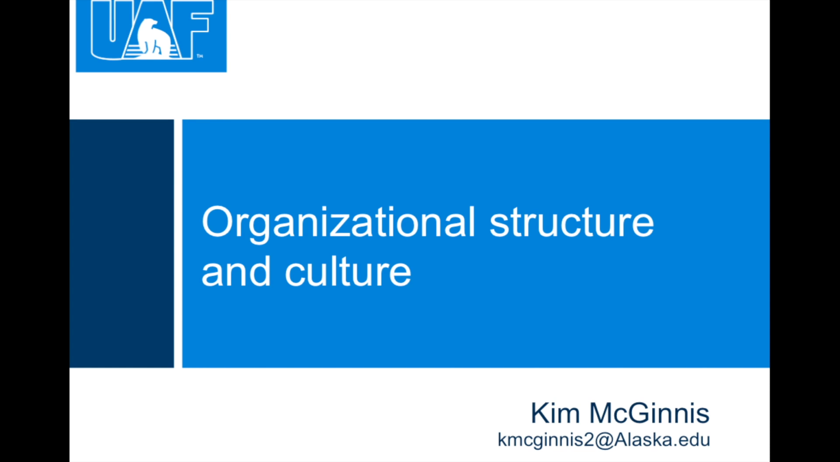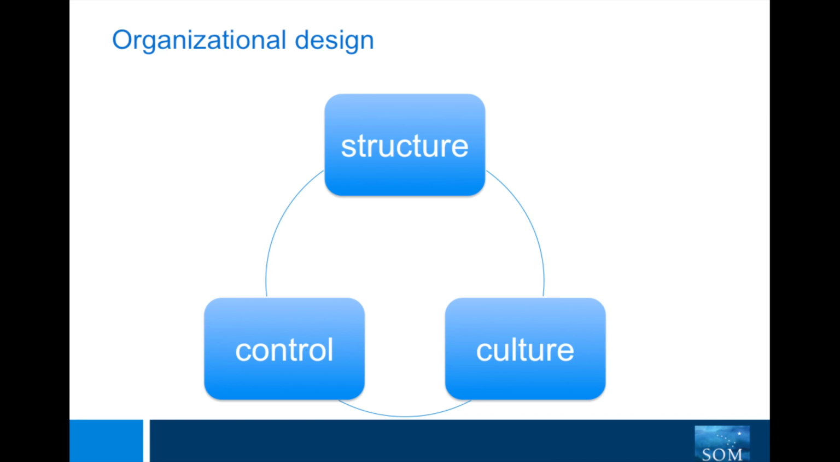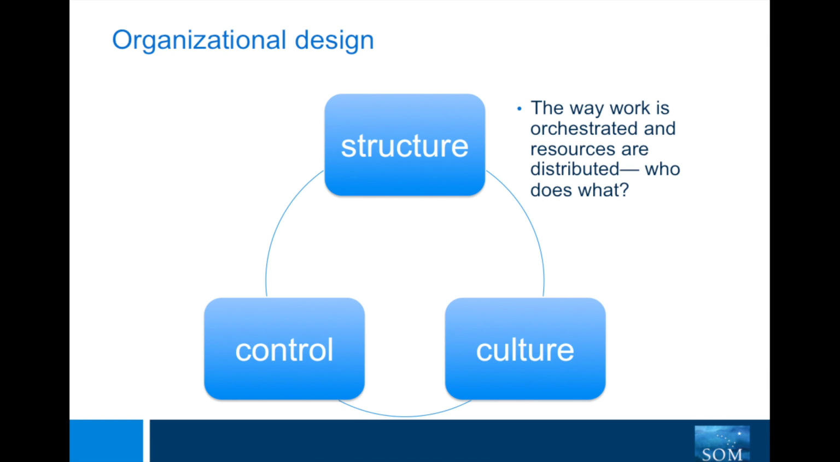In this video, we're covering some key themes from chapters 15 and 16, organizational structure and culture. So structure and culture are two of the three elements of organizational design. Structure is the way work is orchestrated and resources are distributed. Essentially, who does what in an organization and who gets what.